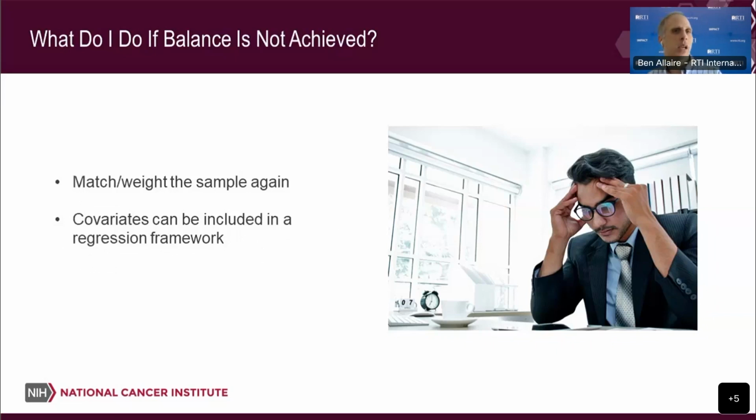But the next thing, if that really is no longer an option, is you can take the variables which you do not match on. So if it were me matching, it would be variables in which my standardized bias is over 0.1. And I would take those variables and put them in a regression framework and take the outcome of interest, put it on the left-hand side, and run a regression.